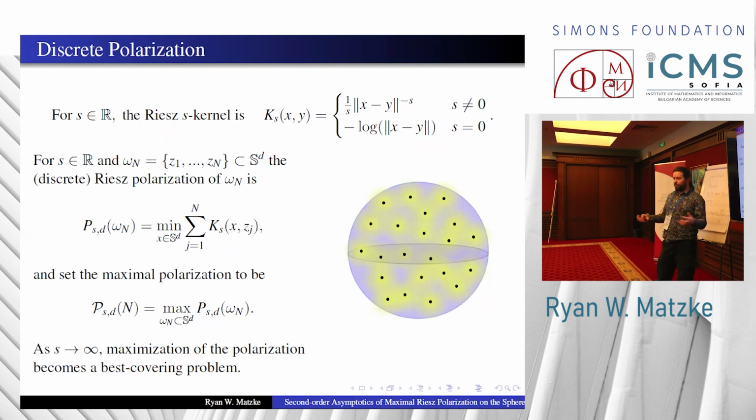And this is a quantity that we would be interested in maximizing over all n-point sets. Instead of thinking of it in terms of electrostatics, the way to think of these polarization problems is, imagine you have n light sources on the sphere, and you want to make it so that the least illuminated point on the sphere is as bright as possible. And so just as with energy, as s went to infinity, we get a packing problem. With polarization, as s goes to infinity, we get a covering problem, sort of making polarization a bit of a dual to energy minimization.